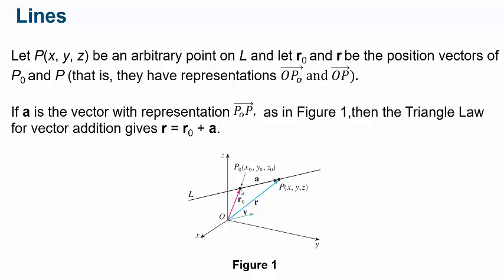I'm going to let r sub 0 and the vector r be the position vectors of the points P0 and P respectively. So r sub 0 is this vector that goes to the original point, and vector r goes to the arbitrary point. If vector a, this one here, is the vector represented by P0 to P, then what we see by the triangle law is that this vector r is equal to r sub 0, our initial vector, plus this vector a between them. That's really important right there.